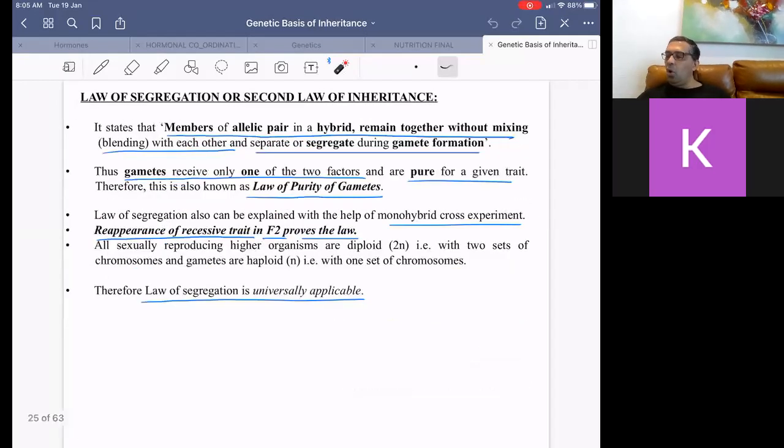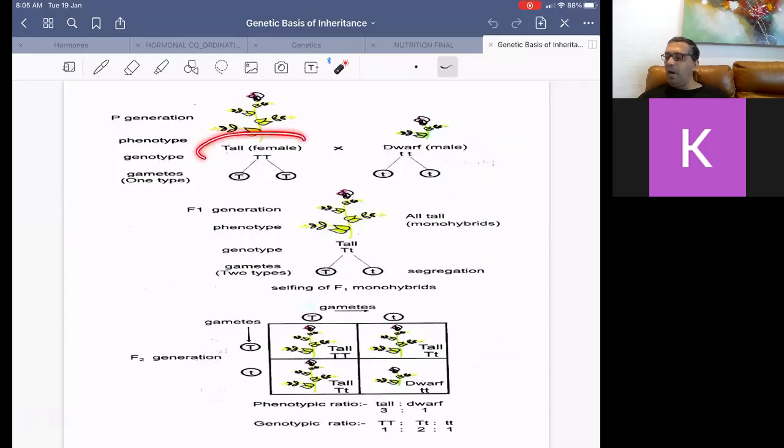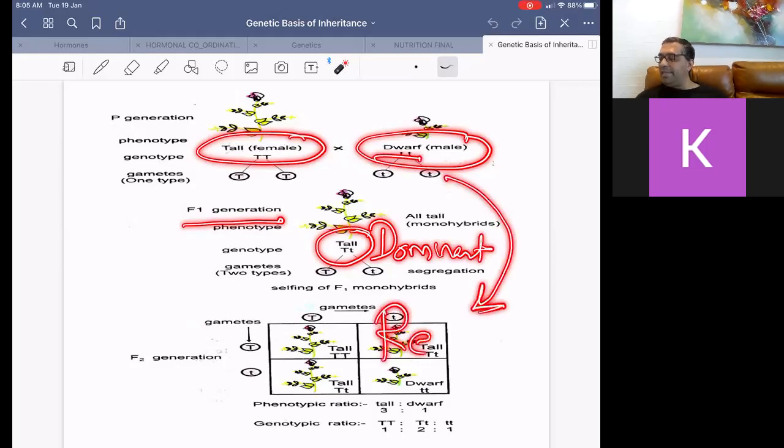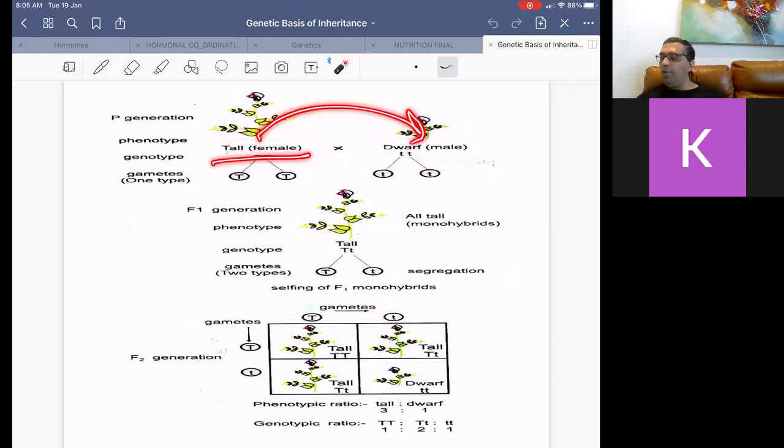हमने टॉल पी प्लांट और ड्वार्फ पी प्लांट के बीच में क्रॉस किया, आया कौन सा कैरेक्टर F1 जनरेशन में? टॉलनेस. So tallness is a dominant character, and dwarfness, which doesn't appear, is a recessive character. Tall is dominant over dwarf. That is called the law of dominance.